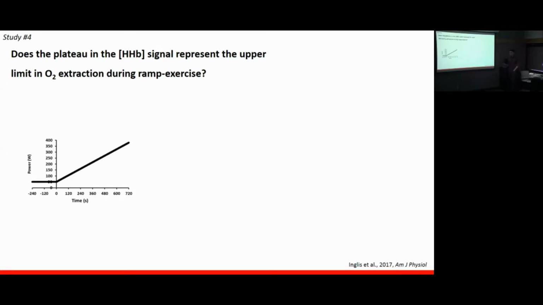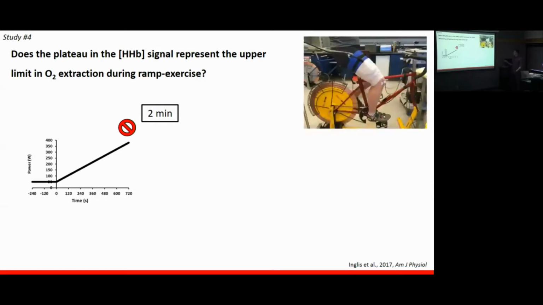But this time, at the end, participants were not allowed to rest. We said, okay, immediately after, we are going to occlude your leg for 2 minutes. So this is VO2 max. People are exhausted. They cannot go anymore. They are dead. And we occluded the leg. And this was our setup.